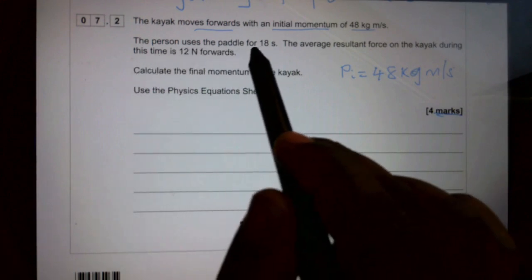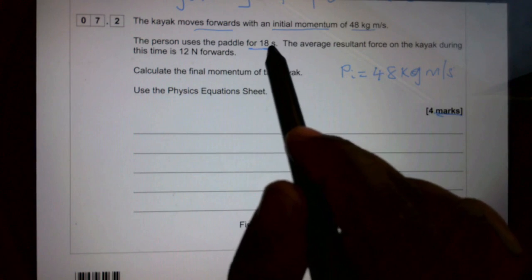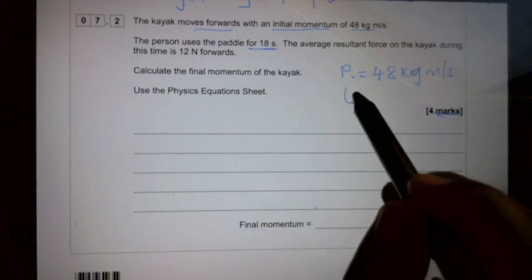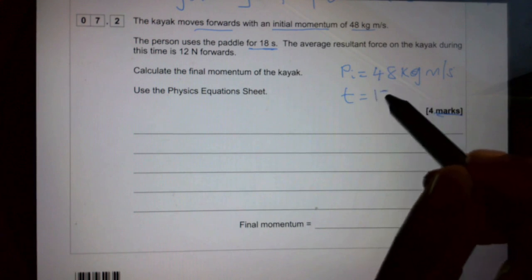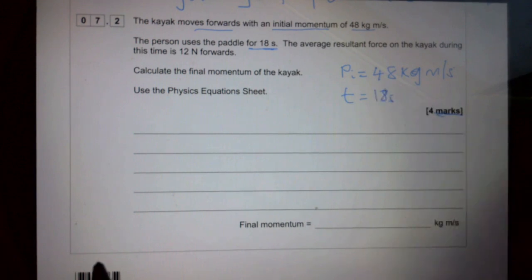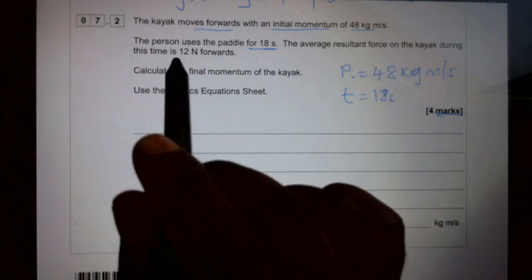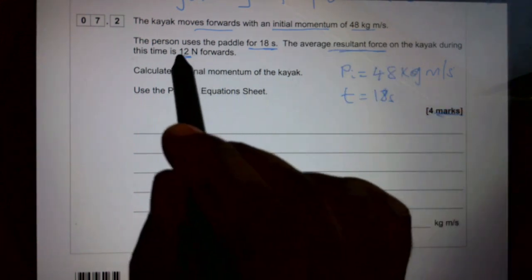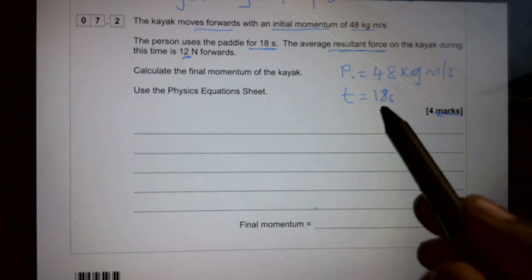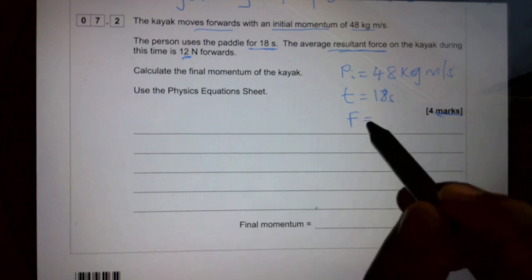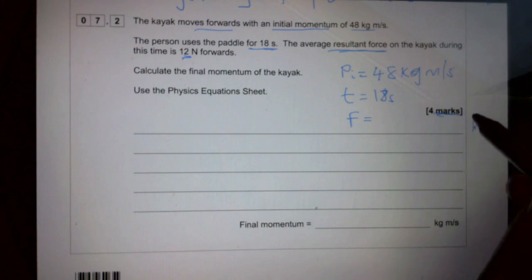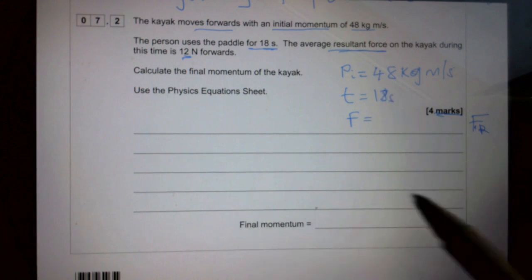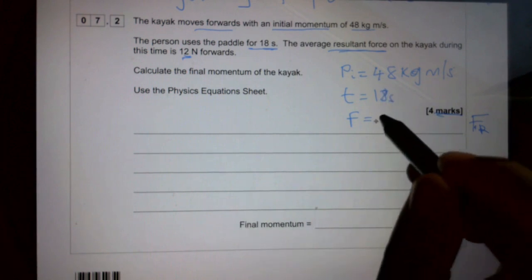The person uses a paddle for 18 seconds. What is it that is measured in seconds? It's time. Time is 18 seconds. Then the average force on the kayak during this time is 12 newtons. They told you about the resultant force. Therefore, we'll say F, which means the resultant force. In normal circumstances, the resultant force is represented by Fr, but in this case, we'll just say F is 12 newtons.